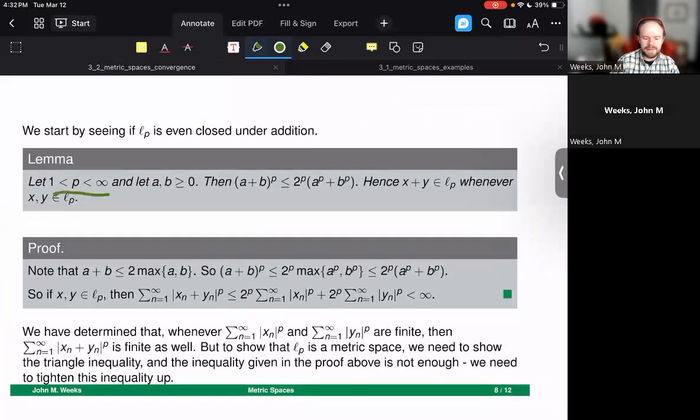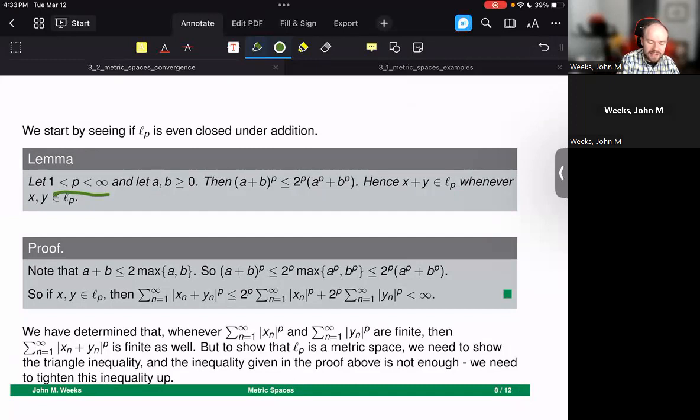So we'll start here. If you take any value p that is between 1 and infinity, and any values of a and b that are non-negative, then first notice that I'm not even going to say anything about sequences or functions. I'm just going to say that this is true for any numbers a and b. Then (a + b)^p is less than or equal to 2^p times (a^p + b^p). And then I'm going to use that fact to say that x plus y is in little LP, given any two sequences x and y inside of the space little LP.